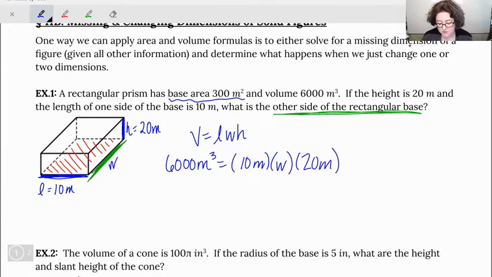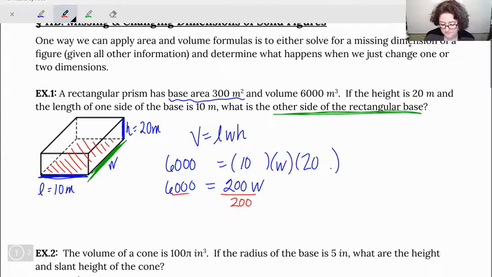So the first thing that I'm going to do is, for the moment, ignore my units. We're still going to put them in at the end of the problem. But let's just deal with our numbers so we don't have any extra letters in here. And I can go ahead and combine things on the right-hand side, because if I'm just multiplying everything, I can multiply the 10 and the 20 together. So that would give me 200 W. So now all I need to do to solve for W is divide both sides by 200.